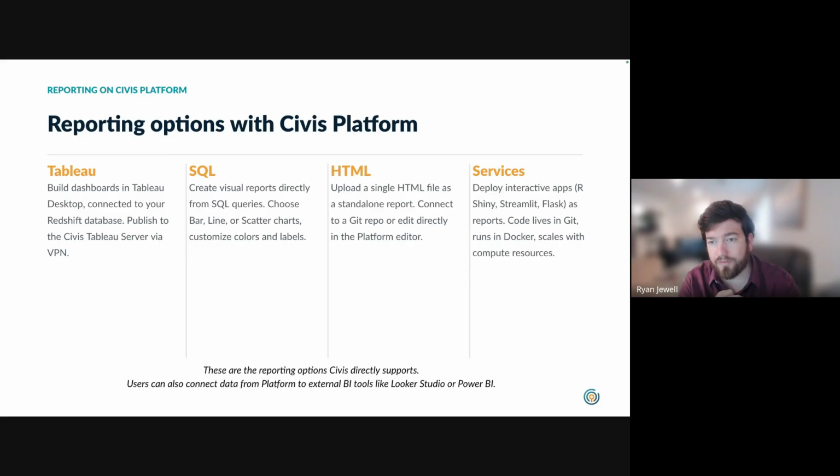And then, of course, we have the service deployments: RShiny, Streamlit, Flask. Your code for them lives in GitHub. You pull them in with our service templates, connect them to a Docker image, and make sure they're scaled to your heart's content so that they're up and running when you need them.